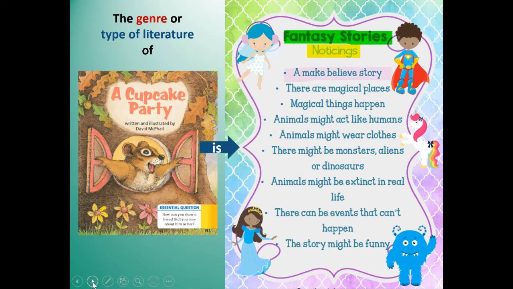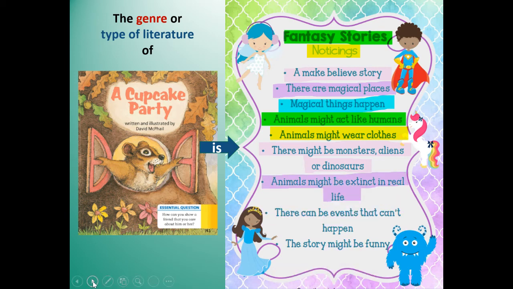Fantasy stories, here are our noticings. It's a make-believe story. Sometimes there are magical places. Magical things can happen. And for a cupcake party, animals act like humans. So in a fantasy story, animals might act like humans. Animals might wear clothes. There might be monsters, aliens, or dinosaurs. Animals might be extinct in real life. There can be events that can't happen, and the story might be funny.